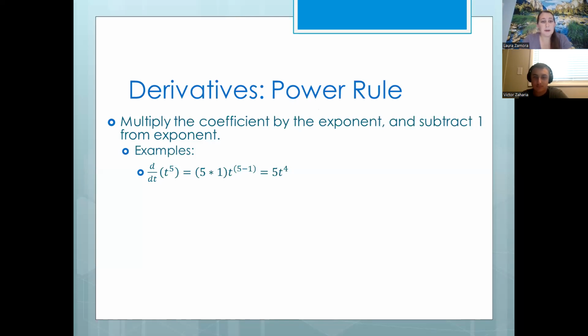Here we go. So we've multiplied the coefficient by the exponent 5, and now we subtract 1 from the exponent. So 5 minus 1. That gives us a final answer of 5t to the 4th. Congratulations, you've just taken a derivative.